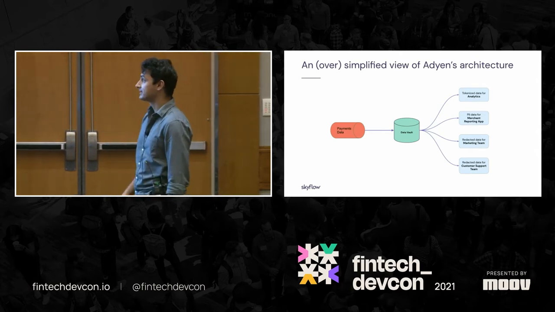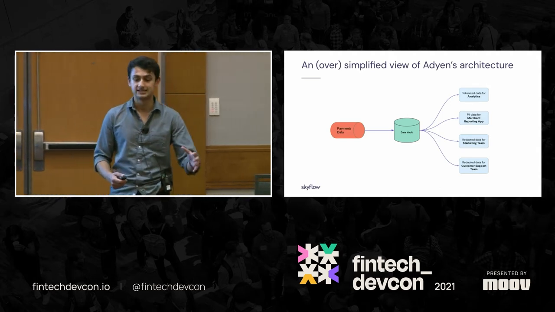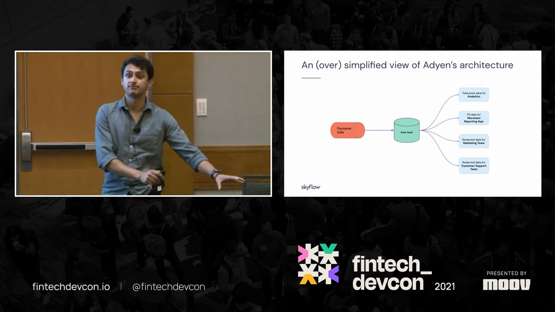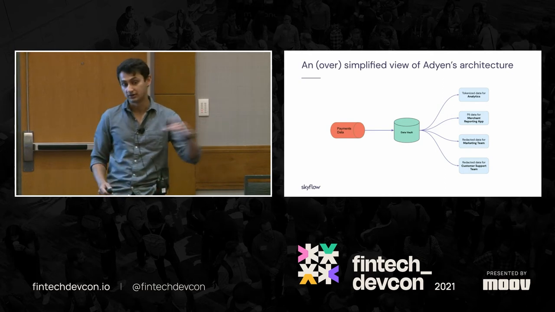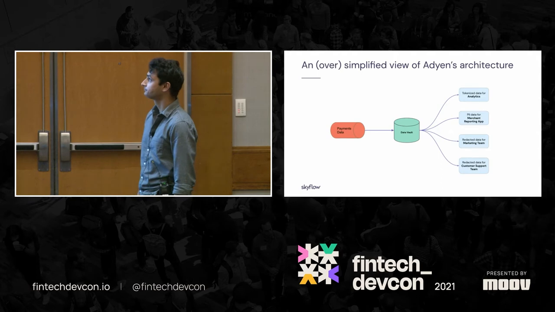Your marketing team gets only the columns they need, right? And only the rows they need. Maybe you want to give your marketing team in the US only access to your US-based customers, right? You can configure those row-level policies. And same for your customer support team.